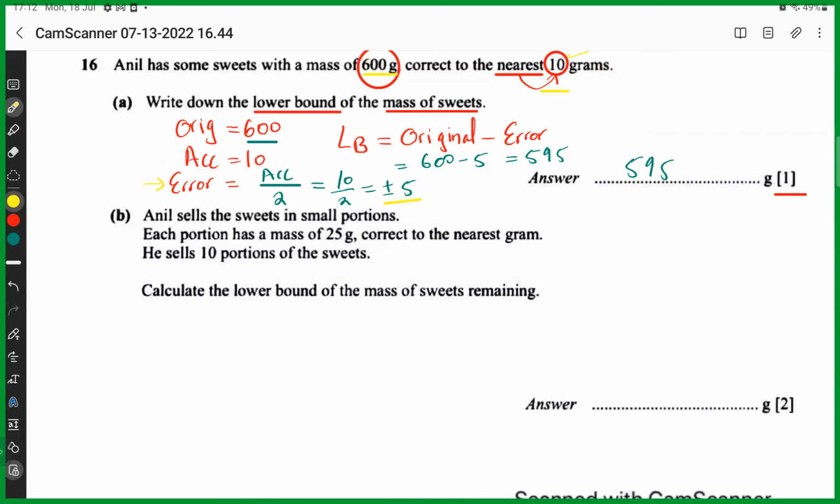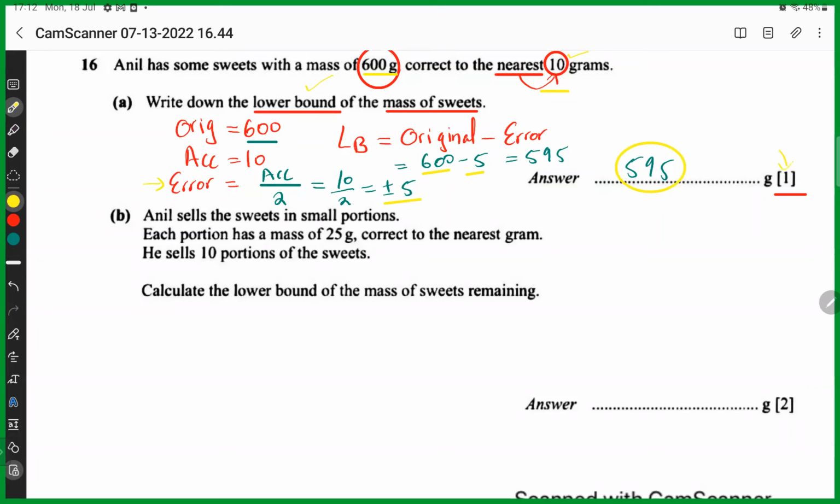Okay. Now, we had to find out the lower bound. For lower bound, you need to do original minus error. Original was 600 minus 5, and that gave me 595 grams. So this was the answer. Always remember, for lower bound, we do original minus error. And this was an easy example. This is basically a past paper question. So the first part was easy, and that is why it was only for 1 mark.